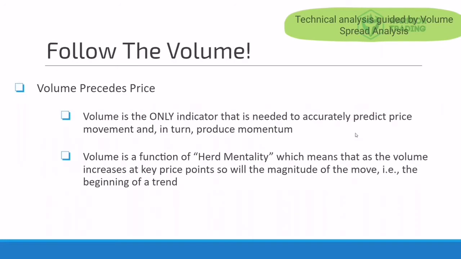All right, so follow the volume, right? Follow the volume. What is the volume doing? This should tell you, are you going to stay in the trade? Are you going to get out of the trade?